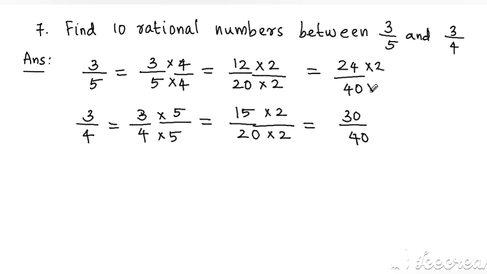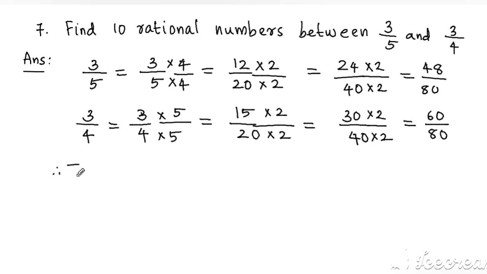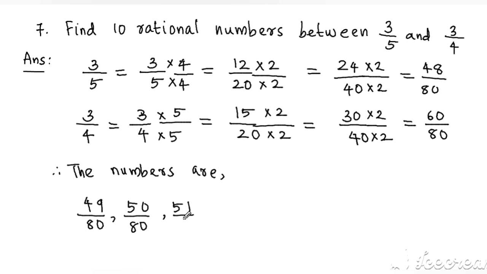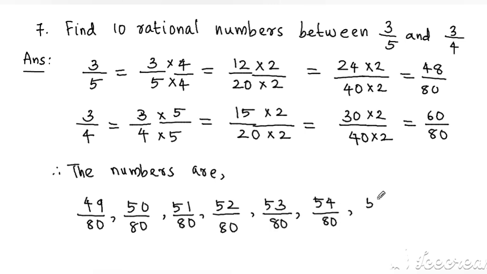Similarly, multiply 24 by 40 by 2 and 30 by 40 by 2. You will obtain 24 times 2 is 48 by 40 times 2 is 80, then 30 times 2 is 60, so that is 60 by 80. So there will be enough numbers, more than exactly 10 numbers. Therefore the numbers are 49 by 80. You need to just change the numerator. Then 50 by 80, 51 by 80, 52 by 80, 53 by 80, 54 by 80, then 55 by 80.